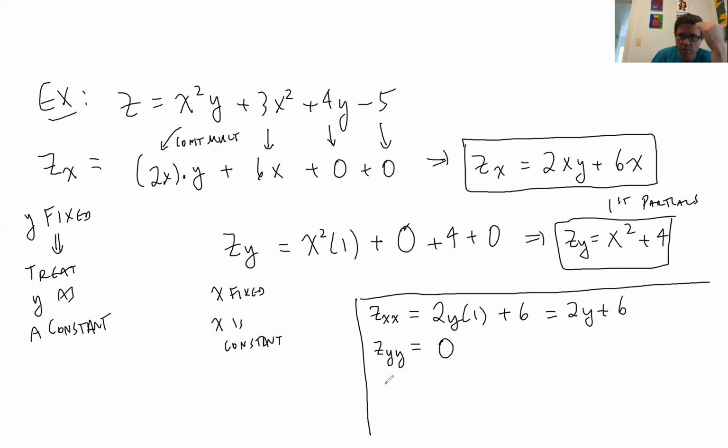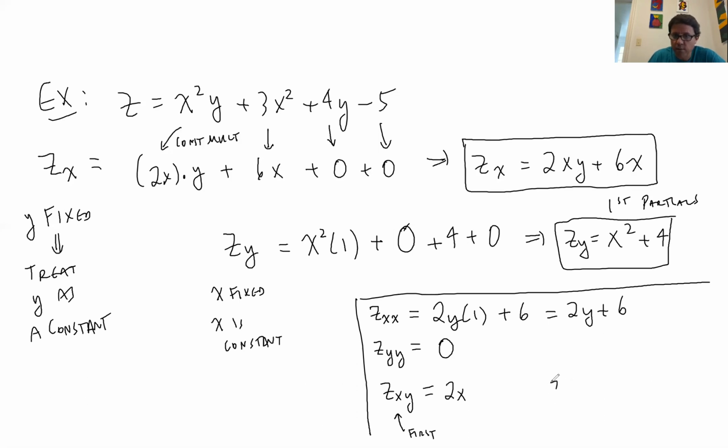What about the mixed ones? So the mixed partials, meaning xy and yx. So this means I do x first, and then y is second. So I've done x first, and I get to this one. Now I want to do the y derivative of my x first derivative. So x is considered to be constant in this case, so we have a constant multiple to y. And then 6x is constant, so that part is going to be 0. So I just get 2x for that derivative.